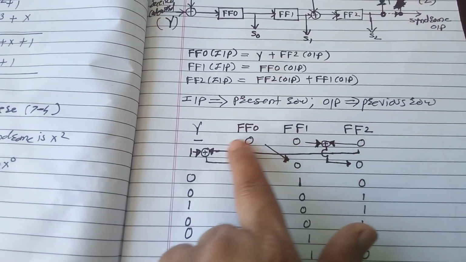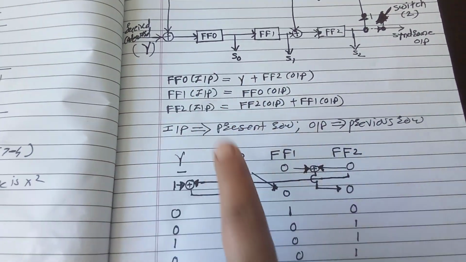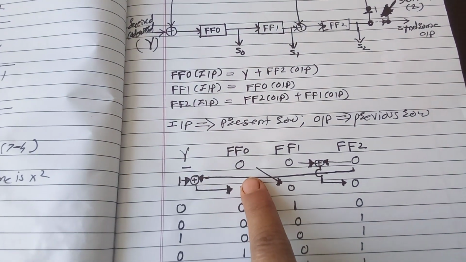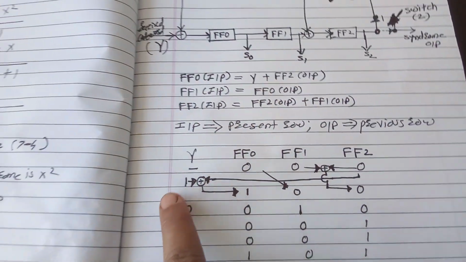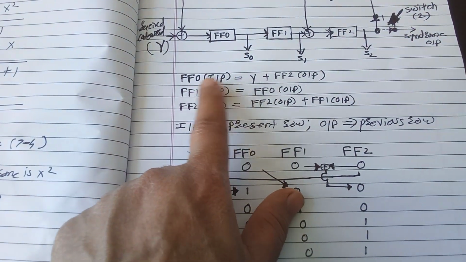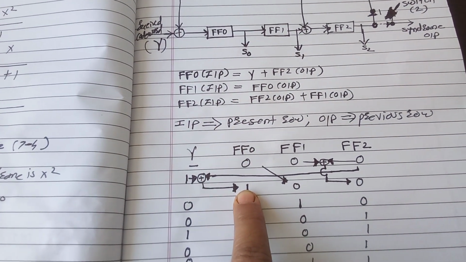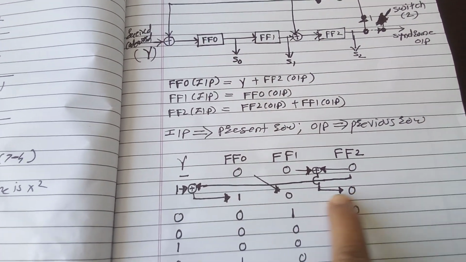Here I have drawn some arrows to show these operations, which you don't draw in your exam. I have drawn them only to show you how these operations occur here. So the first operation is the flip-flop 0 input. That means you have to compute the present row for this flip-flop, or you have to compute this row.